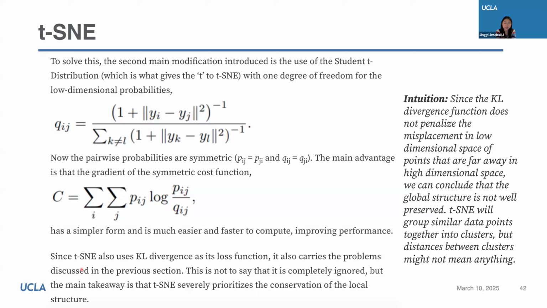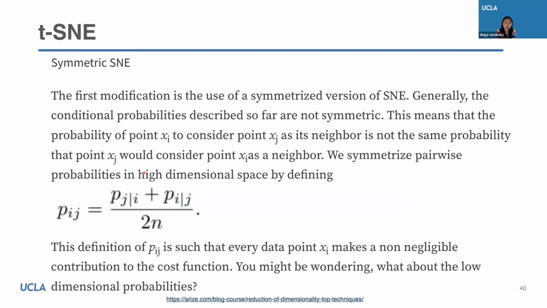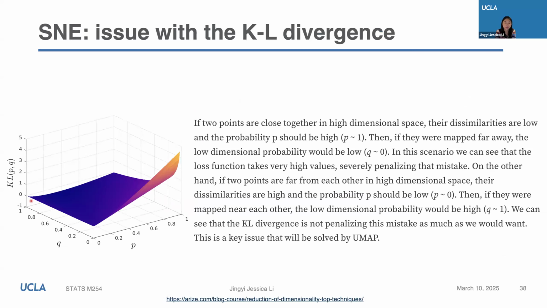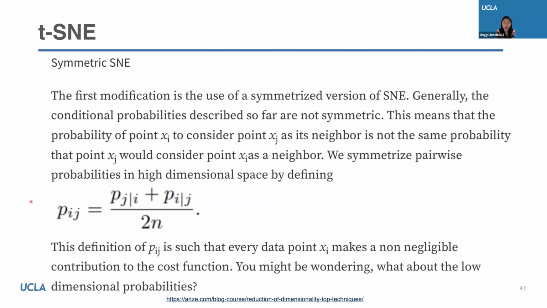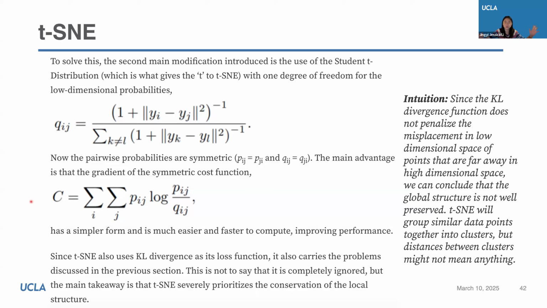So, but you're still using the KL divergence. So the problem here still exists. That is, you may have 2 faraway data points in high dimensional space to be close in the 2-dimensional space. This is not to say that it is completely ignored, but the main takeaway is that t-SNE severely prioritizes the conservation of the local structure.